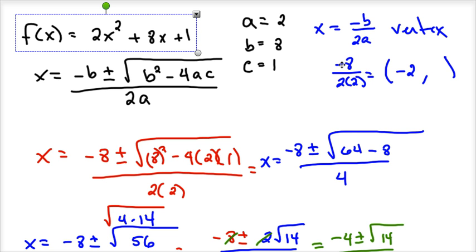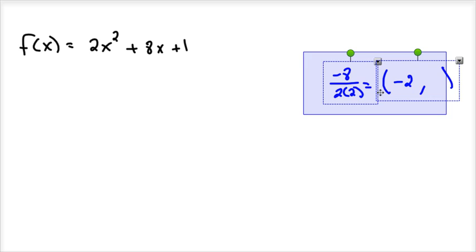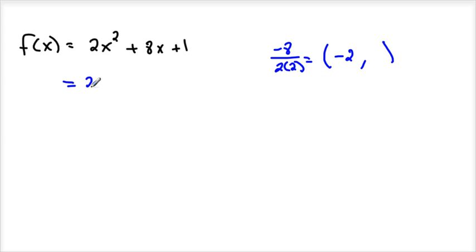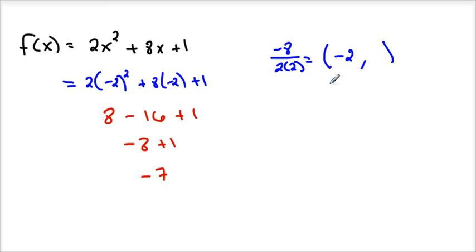There we go. So let's plug in x for this. If we plug in negative 2 for this function, what do you get? Negative 2 squared, 4. 4 times 2, 8. 8 times negative 2, minus 16, plus 1. 8 minus 16, negative 8, plus 1, negative 7. So my vertex is negative 2, negative 7.